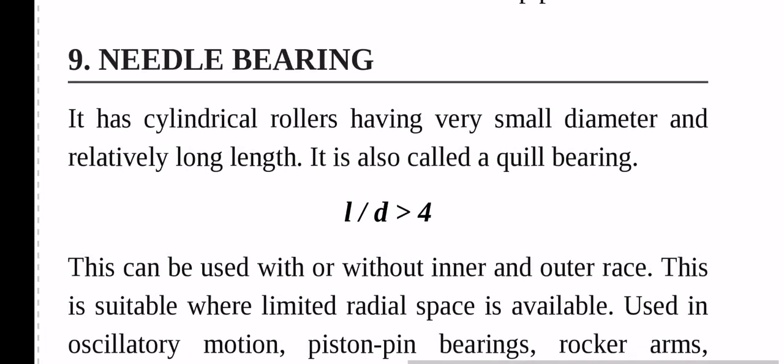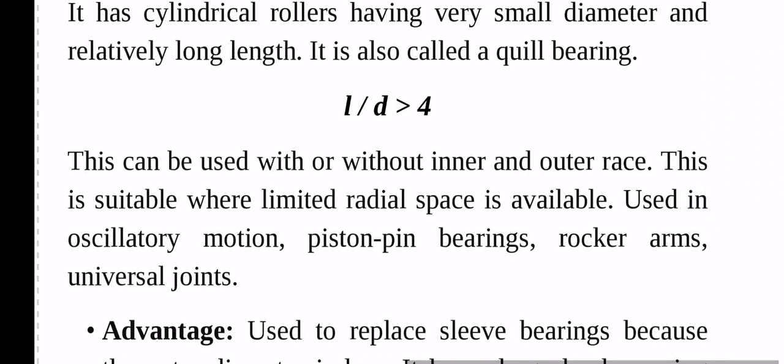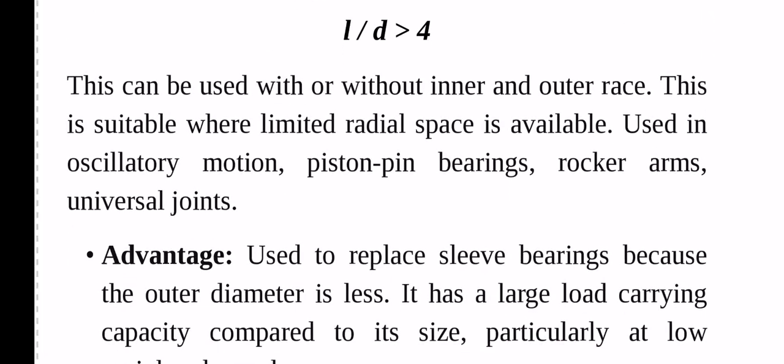Needle bearing. It has cylindrical rollers of very small diameter and relatively long length. It is also called a quill bearing, L by D greater than 4. This can be used with or without inner and outer race. This is suitable where limited radial space is available. Used in oscillatory motion, piston pin bearings, rocker arms, universal joints.